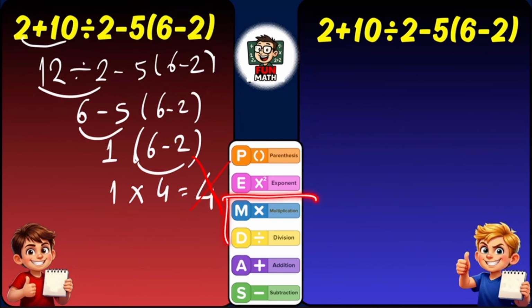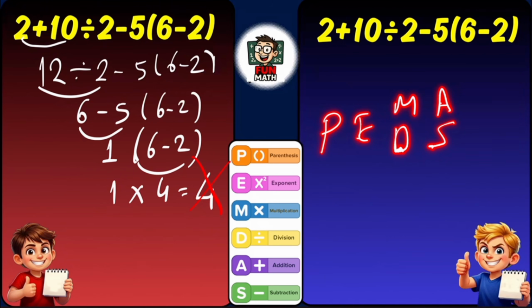Here we have another rule. There is no order between multiplication and division. Operations are done from left to right. Similarly, there is no order between addition and subtraction. Operations are done from left to right. Okay. Repeat. Parenthesis, exponent, multiplication and division, not ordered, from left to right. Addition and subtraction, not ordered, from left to right.